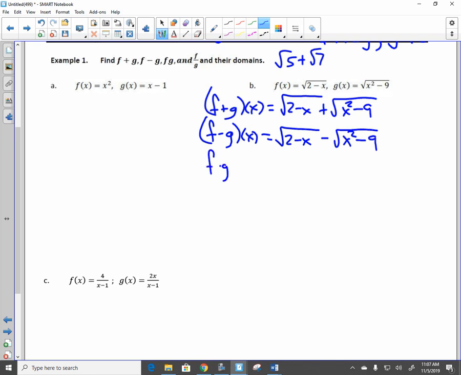So f times g of x, I'm going to multiply these two together. 2 times x squared is 2x squared. 2 times negative 9 is negative 18. Negative x times x squared is negative x cubed. And negative x times negative 9 is positive 9x.